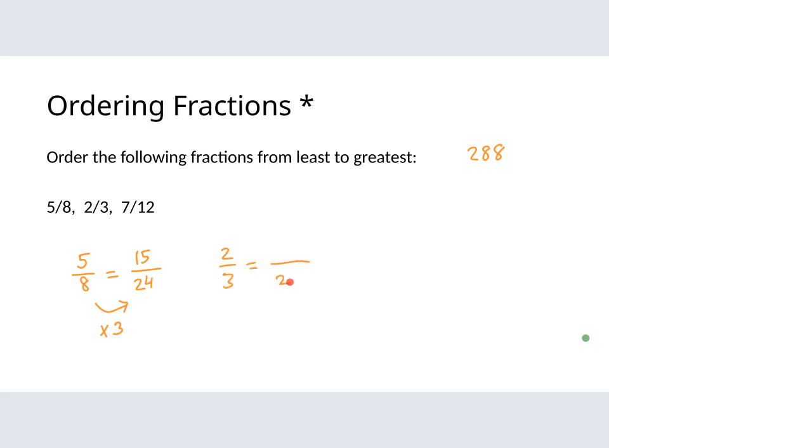And we're going to rewrite that with our denominator of 24. That's multiply by 8. And 2 times 8 would be 16/24. Well, those two are awfully close together, but 2/3 is a little bigger.